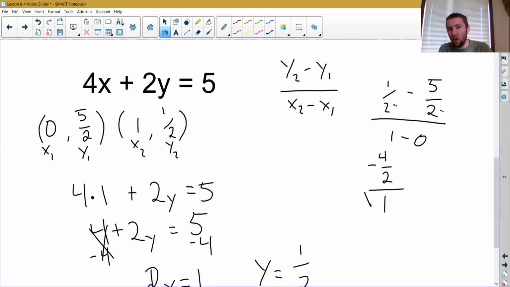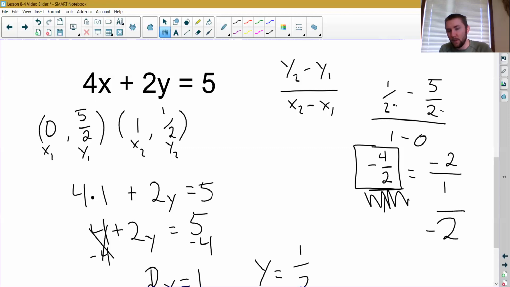Now again, as I mentioned, the over 1 here does not matter because of how I set this up. So this top of my fraction right there is my slope. But of course it can be reduced because 4 and 2 can both be divided by 2. So I end up with negative 2 over 1. Negative 2 over 1. That's just negative 2. Okay, so here we go. Negative 2 is the slope of this line.